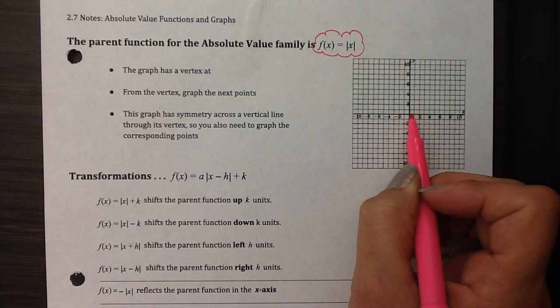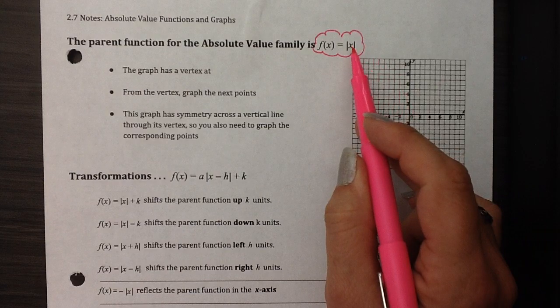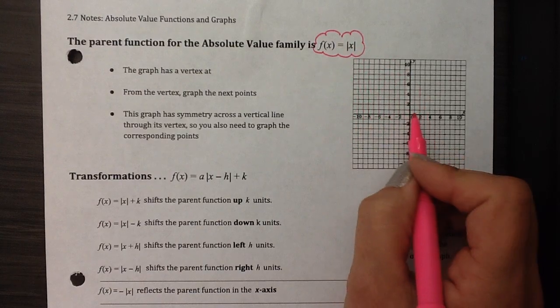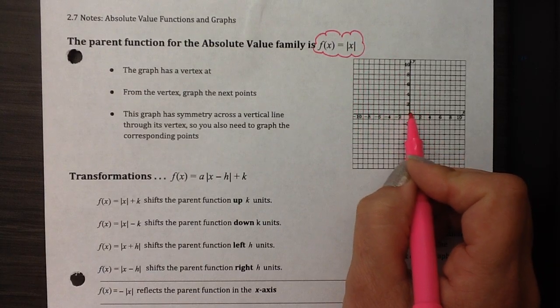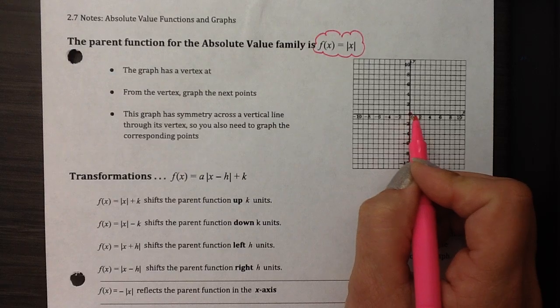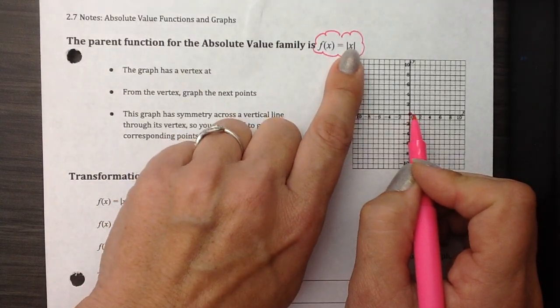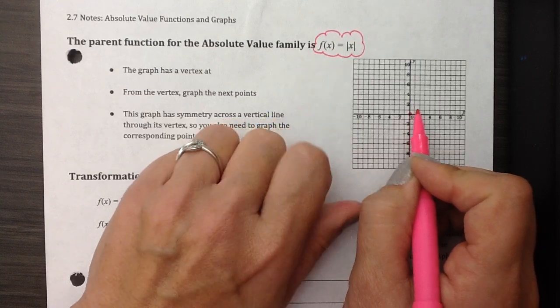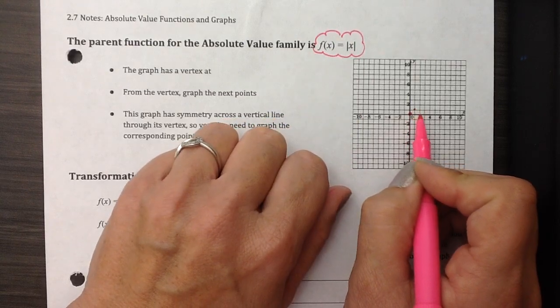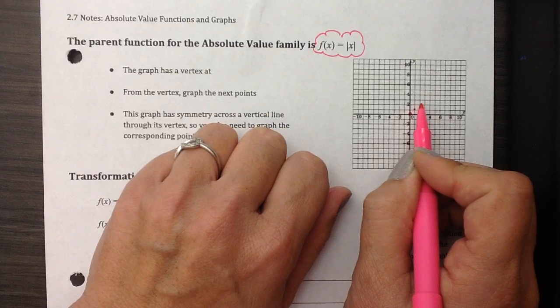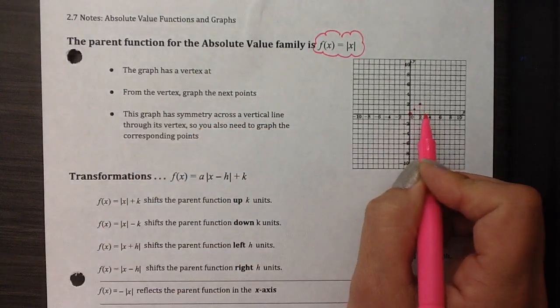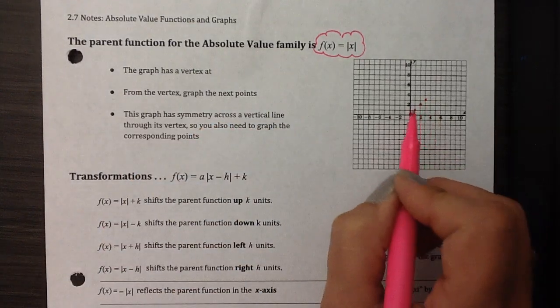So if I put 0 in for x, how far is 0 from 0 on the number line? It's 0 units, so y would be 0. If I put 1 in for my x, 1 would be 1 unit away from 0, so y would equal 1. If I put 2 in, 2 is 2 units away, so I would go up to 2, and 3 would be 3, and so on and so on.